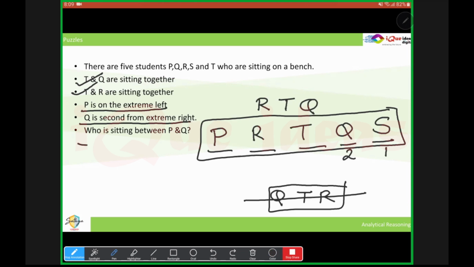So who is sitting between P and Q? So P and Q ke beech mein do log baithe hain, R and T. Correct? Got this one so far?